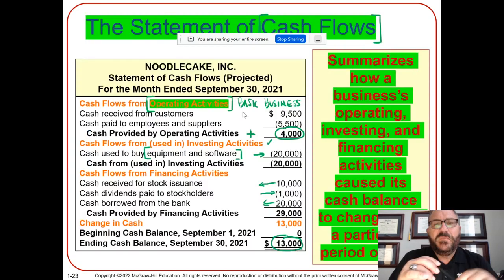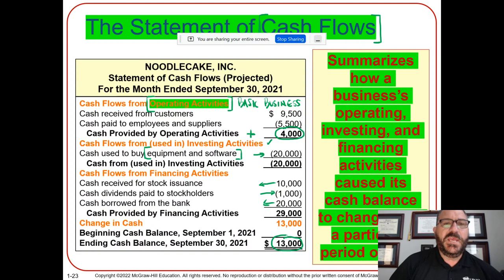All right. Last one here, statement of cash flows. Now, this one is a little bit different. This is all about cash. So what we want to know is what happened to our cash. Okay? So, again, notice the name of the company up here at the top. Then the name of the statement. And again, notice for the month ended.